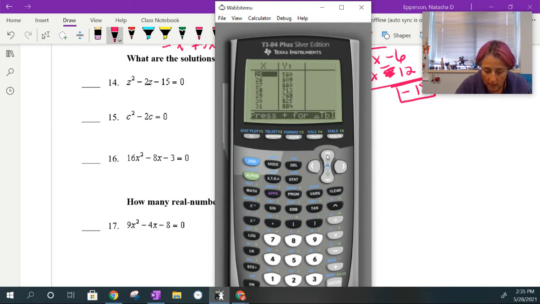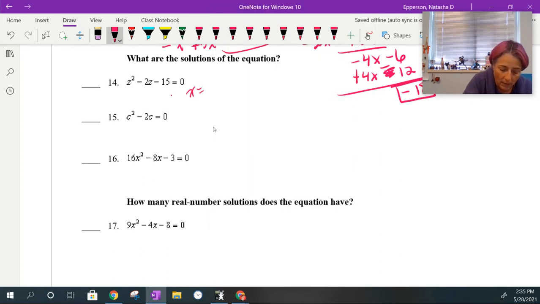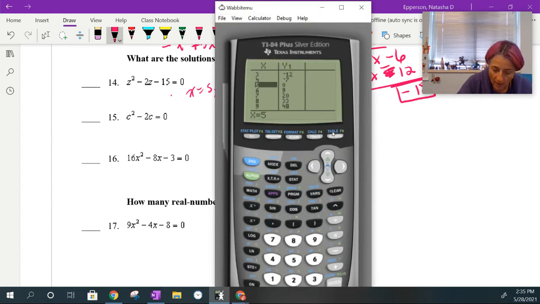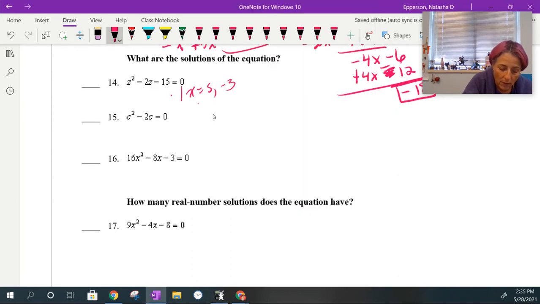So let's see. Let's go down. Okay, there's one of my zeros at 5. So I have x equals 5. And then I'm going to have my other 0. X is equal to negative 3. So those are my solutions. You can graph. You can also, this is factorable.